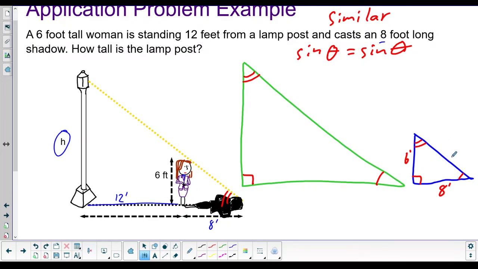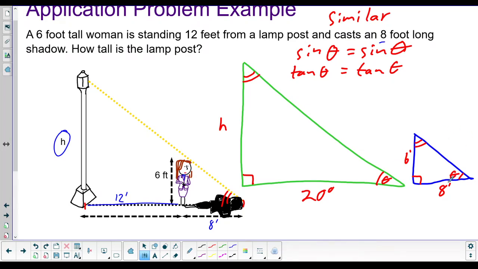And we're going to avoid doing Pythagorean theorem as long as we can. For our lamppost triangle, the lamppost, we don't know how tall that is. It's h. And the distance from the bottom of the lamppost to the top of the woman's shadow is 12 and 8 more feet, so 20 feet. If we set up the tangent of this angle right here, theta, we know they're equal because they're similar. So tangent of theta equals tangent of theta.